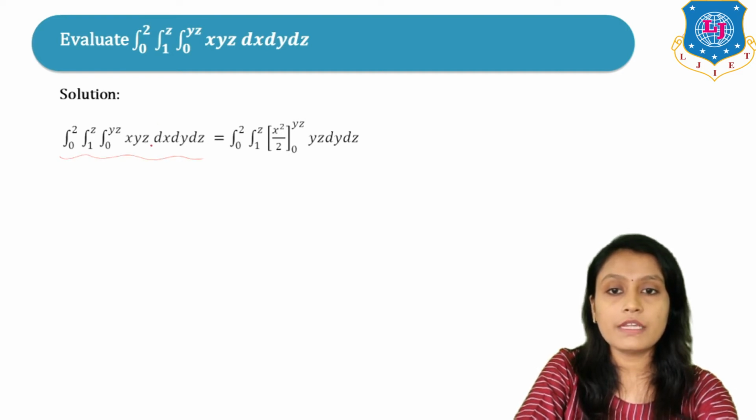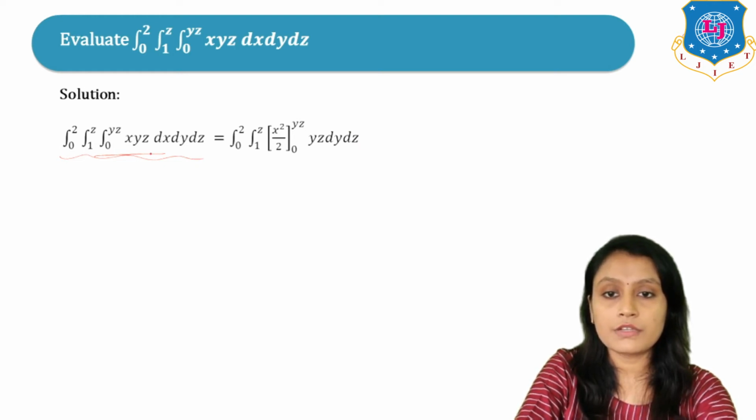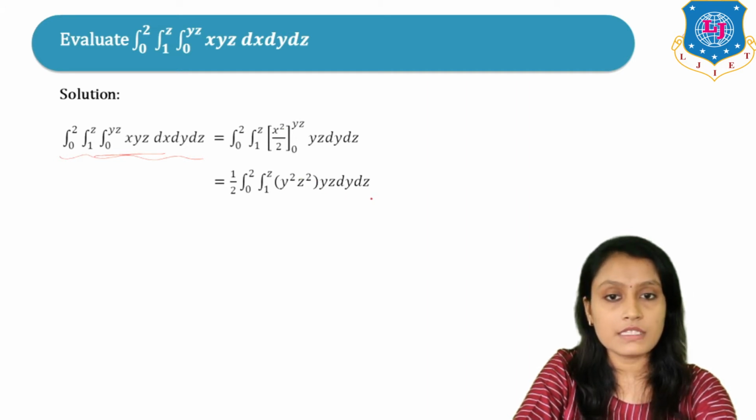Firstly we will integrate this with respect to x and we will keep y and z as constants. So this yz dy dz and these two integrations are kept as they are, and the integration of x is what? x square by 2, and the limits are 0 to yz. Now substitute the limits, so you will get 1 by 2 outside, integration 0 to 2, 1 to z, y square z square into yz dy dz.